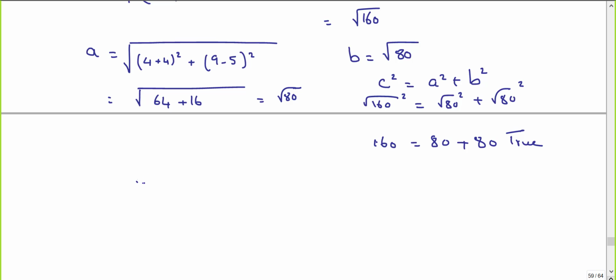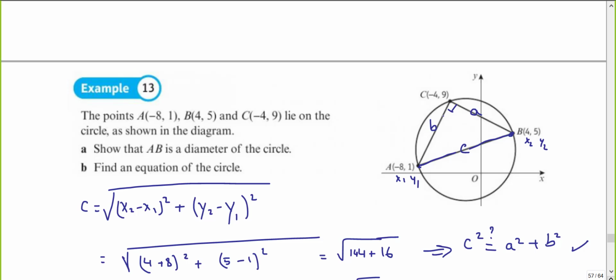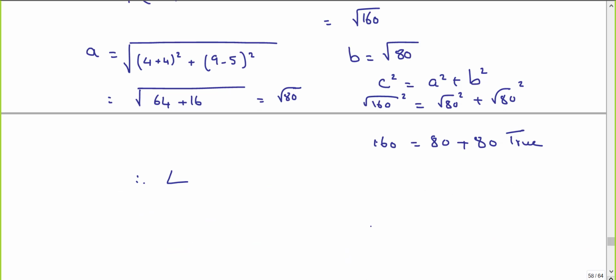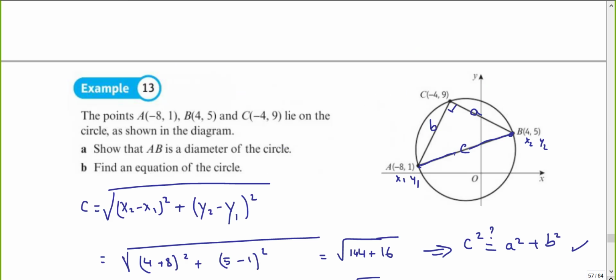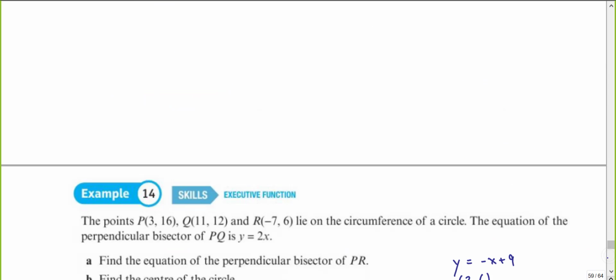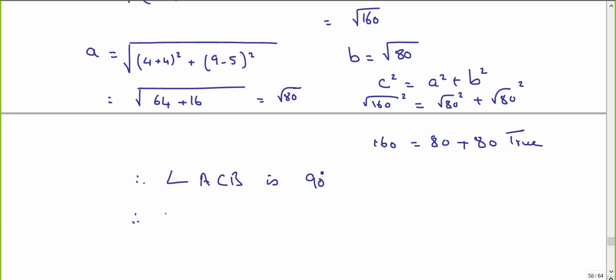Therefore, what angle do we have? Angle ACB is 90 degrees. Therefore, AB is the diameter. I said, if this angle is 90, then AB is the diameter. So, therefore, AB is a diameter. You get this, Adam? Yes, sir.